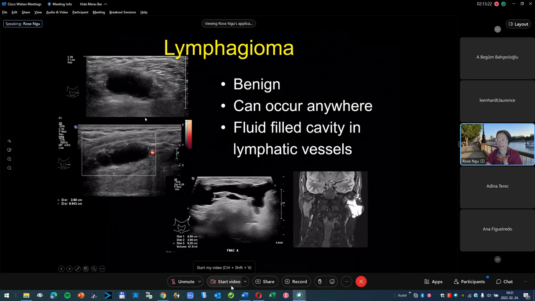So what can we see here? Here we could see a cystic collection of fluid of some sort. It can be anywhere. This is a lymphangioma, it's benign. It's a fluid-filled cavity. If you drain it, it can fill back up again.